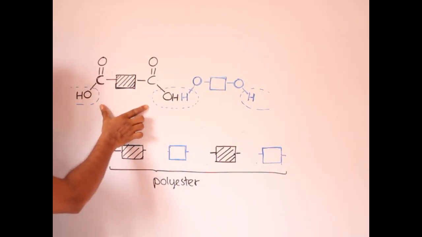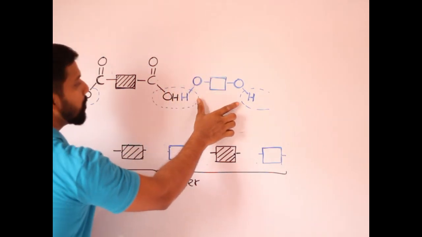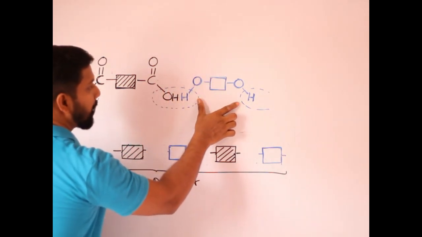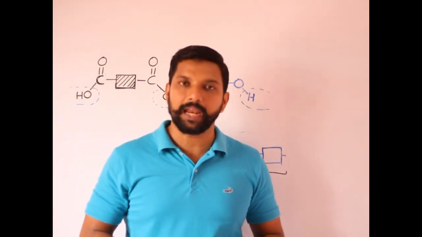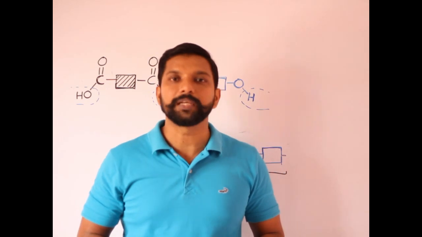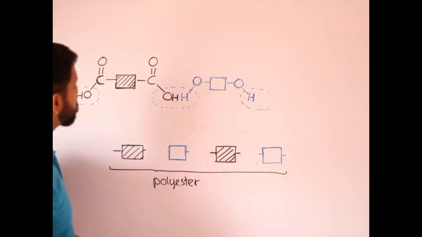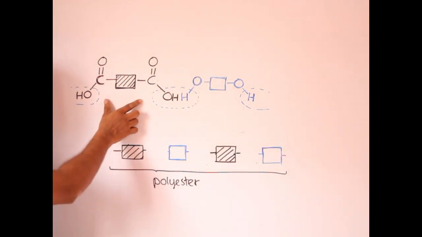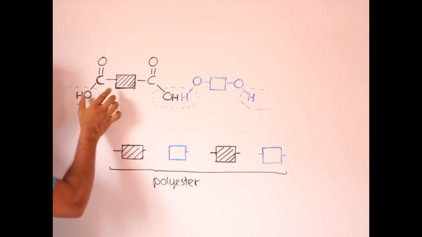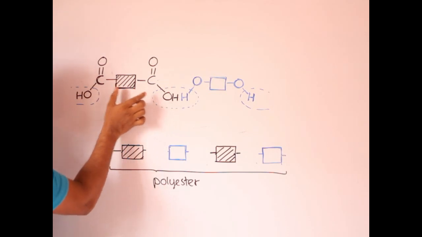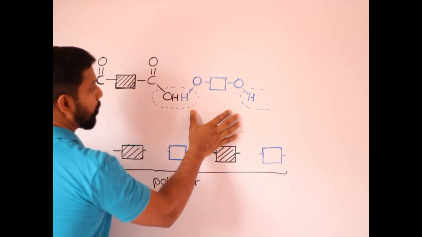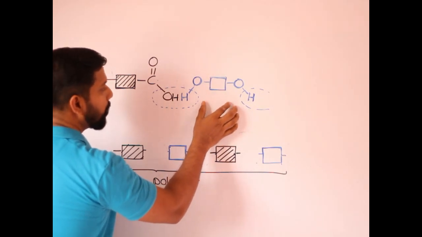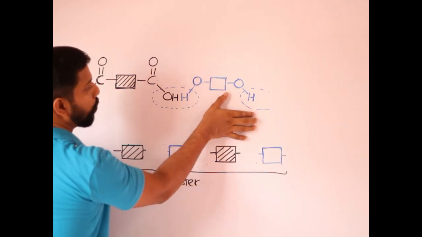Dicarboxylic acid molecules can react with diol molecules in the presence of concentrated sulfuric acid as a catalyst to form polyesters. First of all, what is a dicarboxylic acid molecule? It is a molecule with two carboxylic groups. What is a diol molecule? It is a molecule with two alcohol groups.